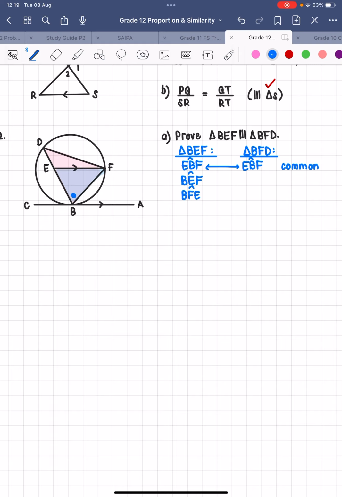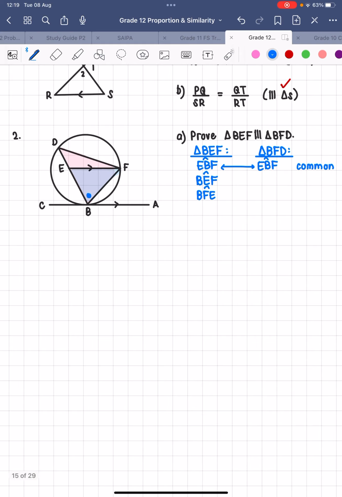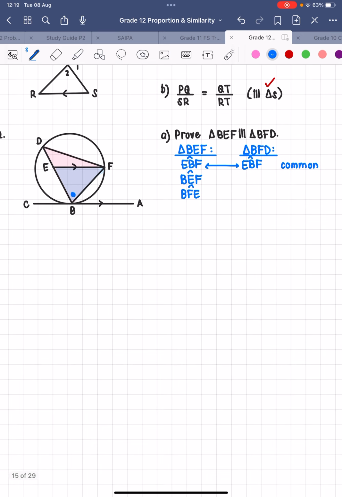All right, so I'm figuring out how to prove that these triangles are similar before I actually do it. All right, next one, BFD. Okay, we have BFD. So this is now this big angle. Angle BFD, that's the next one. That one, unfortunately, is not common, but it's fine. We'll sort that out. And then the third angle that we have is BDF.